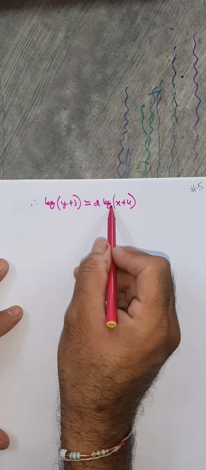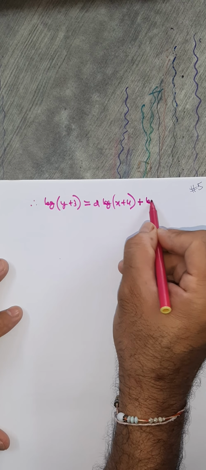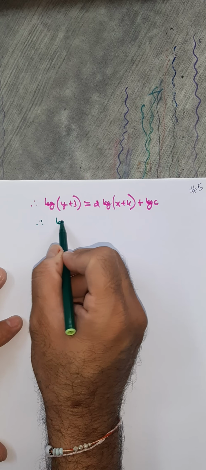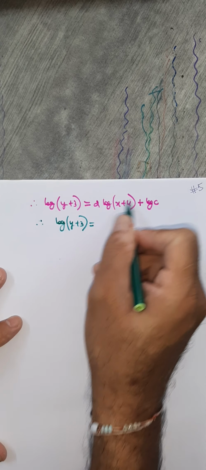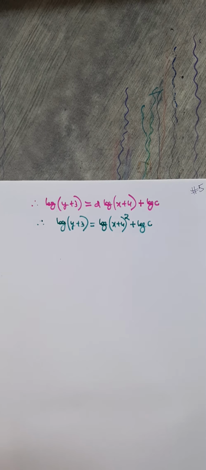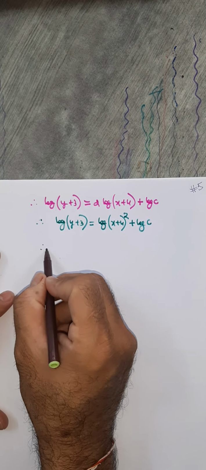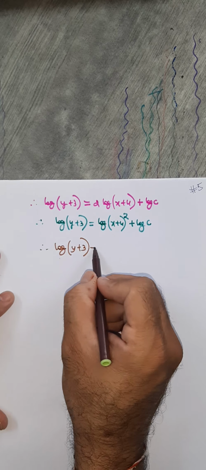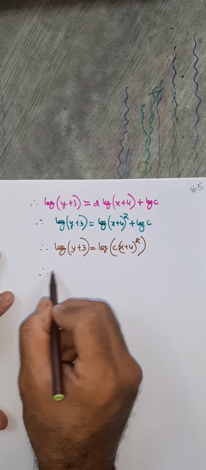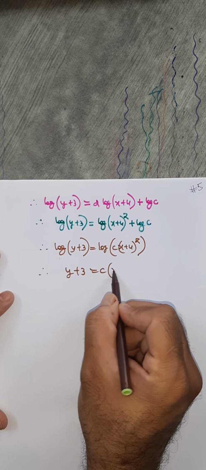If you remember, when there is a log function at both places, instead of c we write log c as a constant. We did it earlier also, and I mentioned it earlier also, that if you have log functions everywhere, you can write log c as a constant instead of c. Now I'll drop the log function. This 2 will go in power: log of y plus 3 equals log of x plus 4 the whole square plus log c. Now on the right hand side you can take log common, so addition becomes multiplication. Therefore log of y plus 3 equals log of c into x plus 4 the whole square. So finally we get y plus 3 equals c into x plus 4 the whole square.